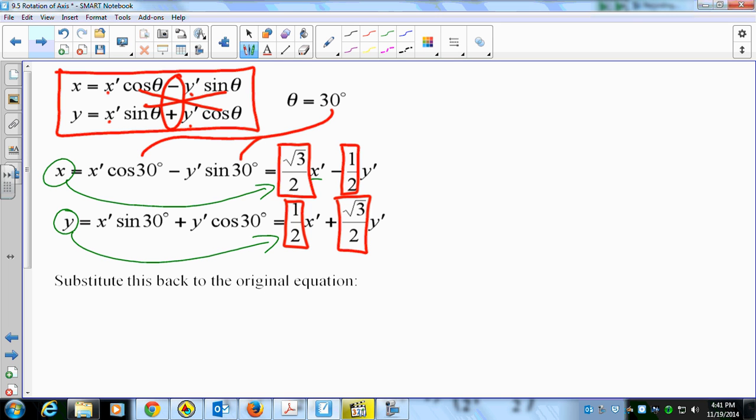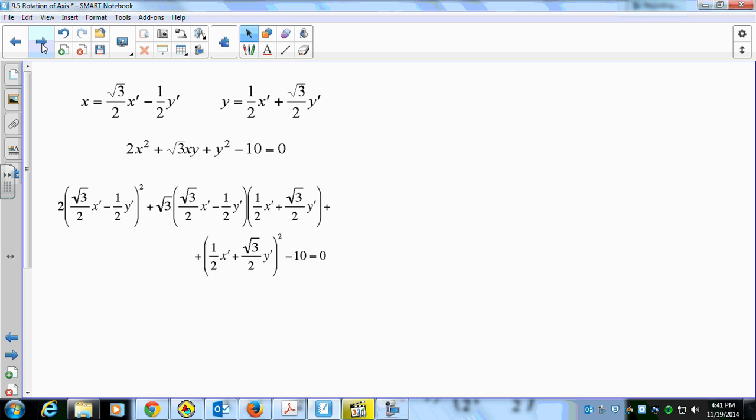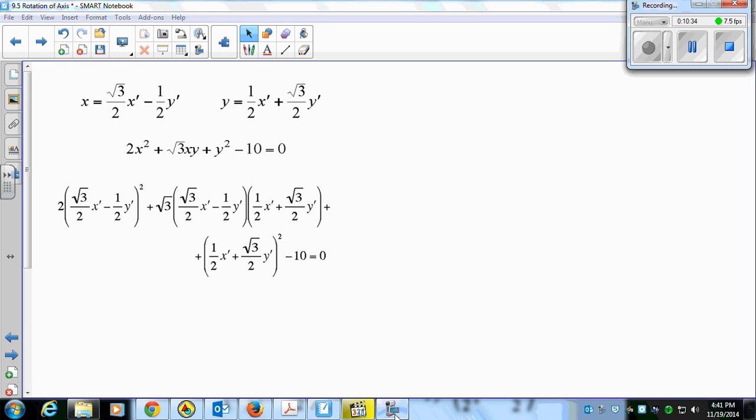So now that we know what x is equal to and what y is equal to in our new coordinate system, we're going to go ahead and plug that into our next equation. For this, I'm going to go ahead and pause it and catch you on part 2.